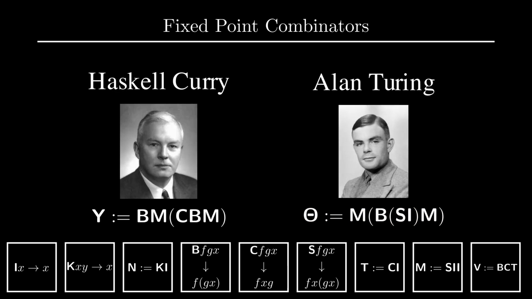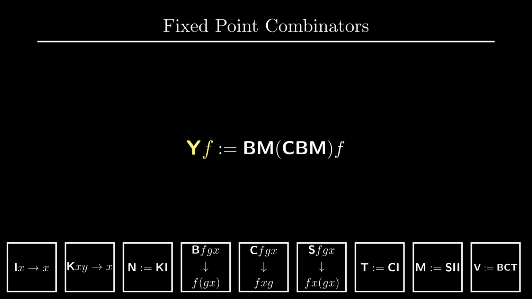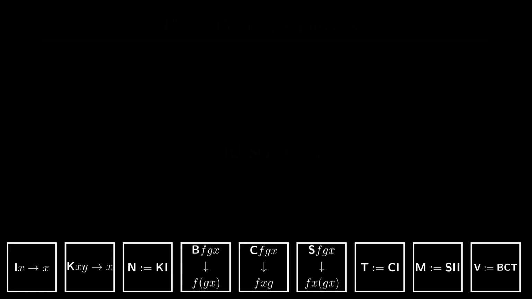Let us check that both fixed point combinators do as intended. Since Yf reduces to M of CBMF, which in turn reduces to f of M of CBMF, we see that Yf reduces to f of Yf. Similarly, Theta f can be shown to reduce to f of Theta f. Either of these two combinators may be used to simulate the intended behavior of Y.